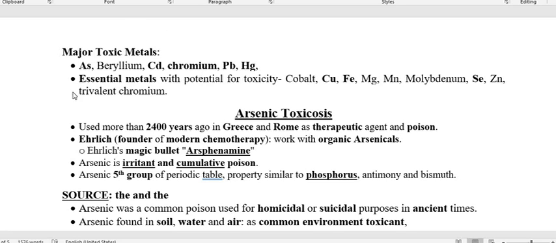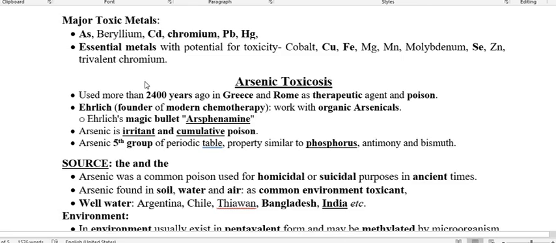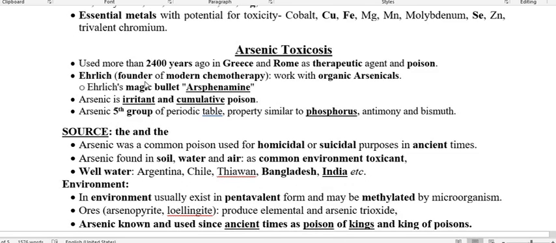So let us start with the first one, arsenic toxicosis. Arsenic was used more than 2400 years back in Greece and Rome as a therapeutic agent as well as a poison. So arsenic as a metal is a very old one, used for the purposes that I have mentioned.